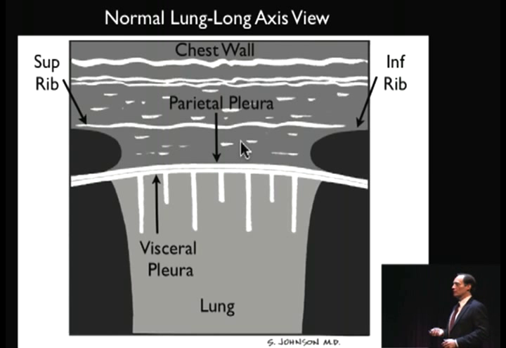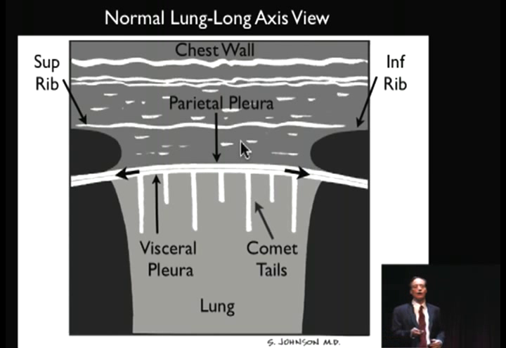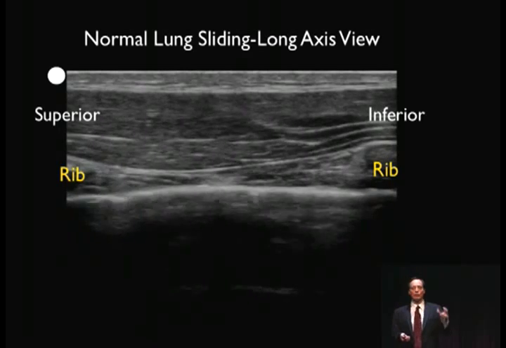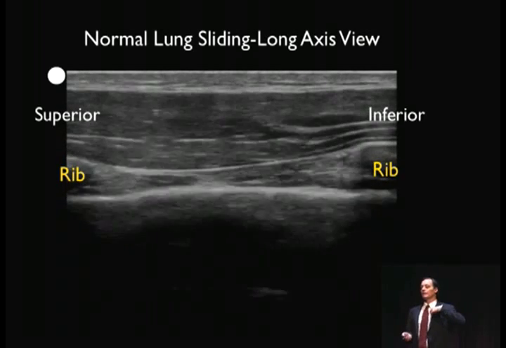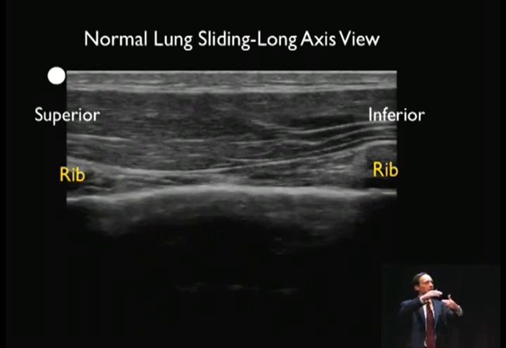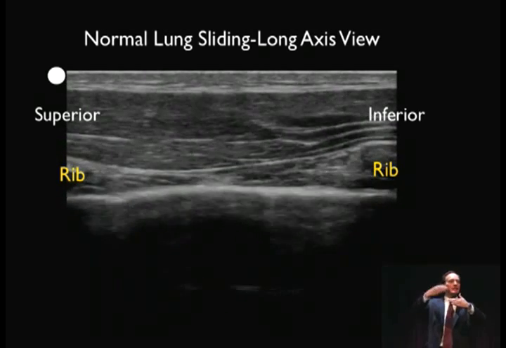You're also going to be able to appreciate these things known as comet tail artifacts, these little vertical hypoechoic lines that come off the back. Vertical lines, always good, because if they have vertical lines, that means the lung is up and moving back and forth. It's when you see horizontal lines that you're not sure if you have a pneumothorax. But vertical lines, always good. Here's a normal examination, and we can see we have the probe placed anteriorly there, and we're looking from superior rib to inferior rib. Do you guys see the lung sliding back and forth as the patient takes a deep breath?